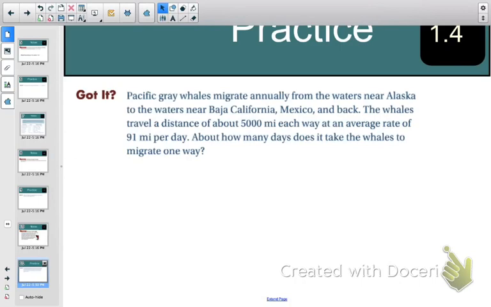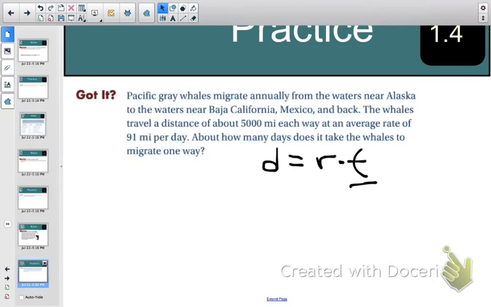Okay, Pacific gray whales migrate annually from the waters near Alaska to the waters near Baja California, Mexico, and back. The whales travel a distance of about 5,000 miles each way at an average rate of 91 miles per day. How many days does it take the whales to migrate one way? Okay, so this is a distance problem. So we know our distance equals rate, which is technically speed, times time. Okay, so it says how many days. So we're looking for t here, time, how many days.